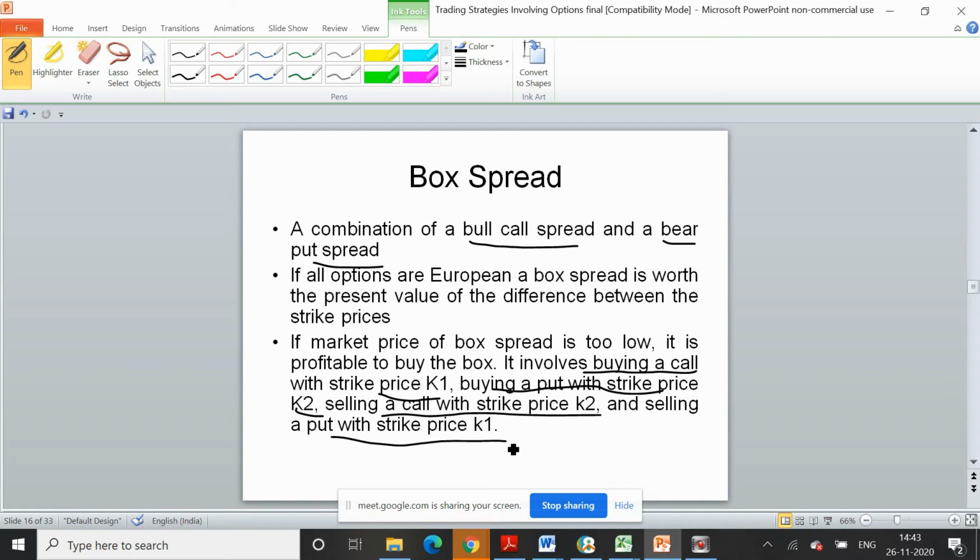And what will be the present value of the box? It will be the difference between the strike prices. So difference between K1 and K2, taking its present value into consideration. That is the worth or value of a box.